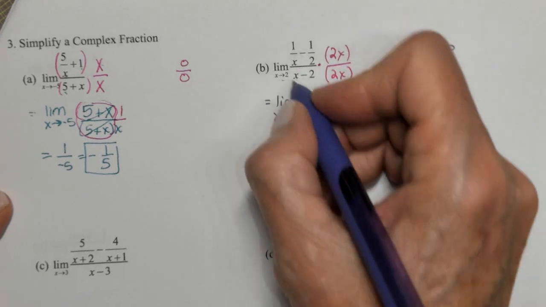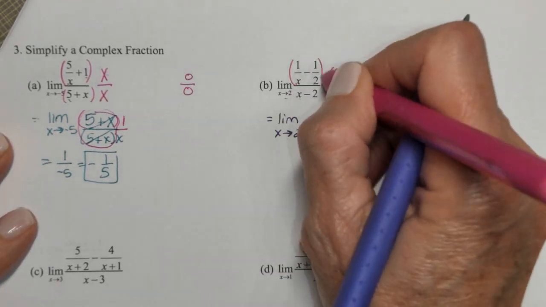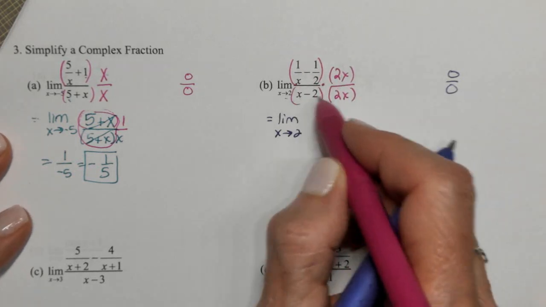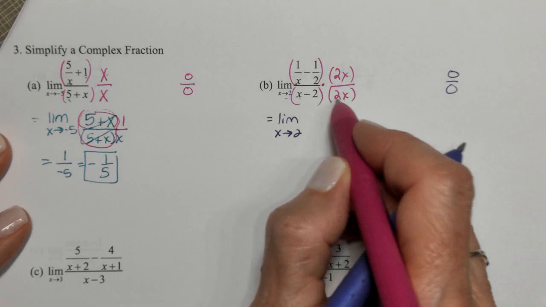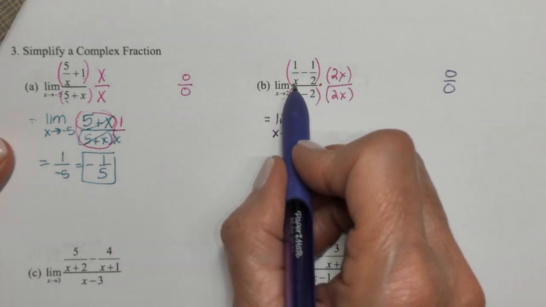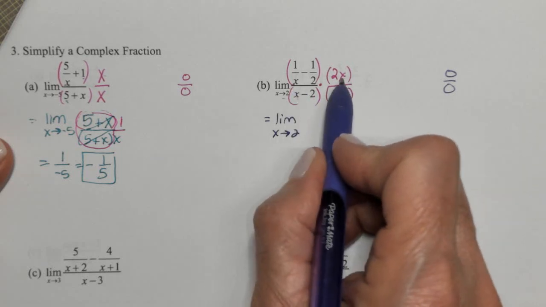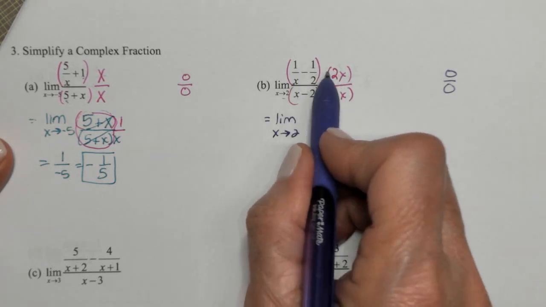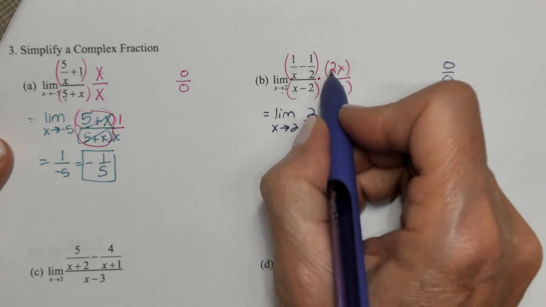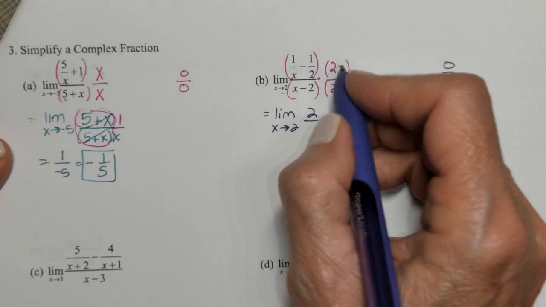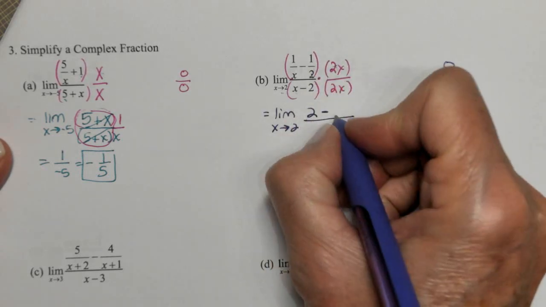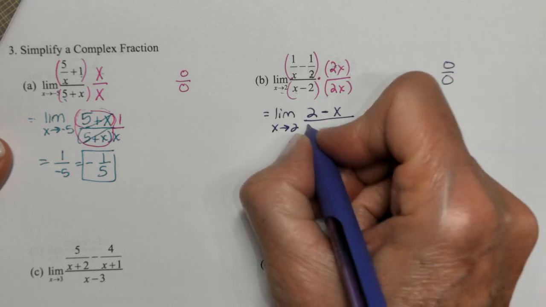Okay, distribute this 2x to each term in the numerator, but don't distribute it in the denominator because nothing's going to cancel. Just leave it split up, okay? So 2x times 1 over x, the x's will cancel. I'm left with 2 times the 1, which is just 2. Next term, we have the minus. Keep your minus. The 2's cancel, and we're left with 1 times x, which is just x.